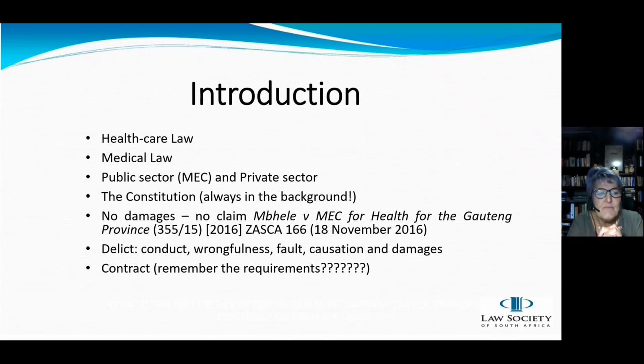Okay, so keeping that in mind, then we have in South Africa our constitution, the Constitution of the Republic of South Africa, 1996. And the constitution is always in the background because it's the highest law in our country. And any legislation that is against the values or the stipulations in the constitution must then be declared invalid. So it is quite important that we look at the effect of the Constitution in a medical law scenario.